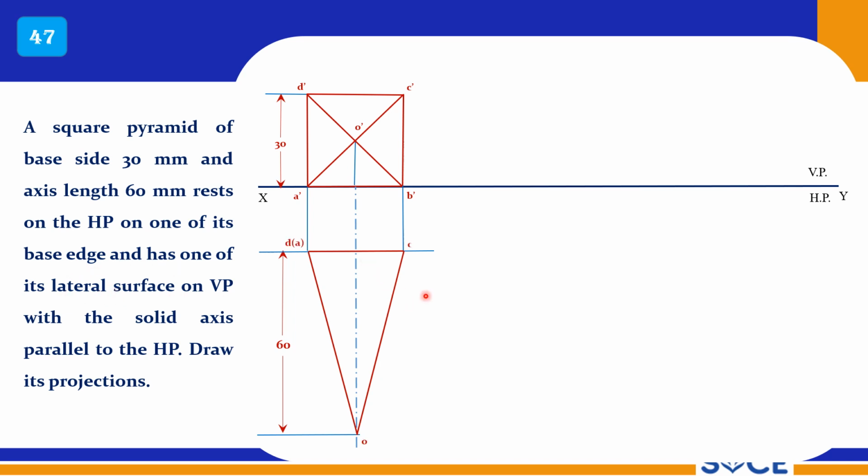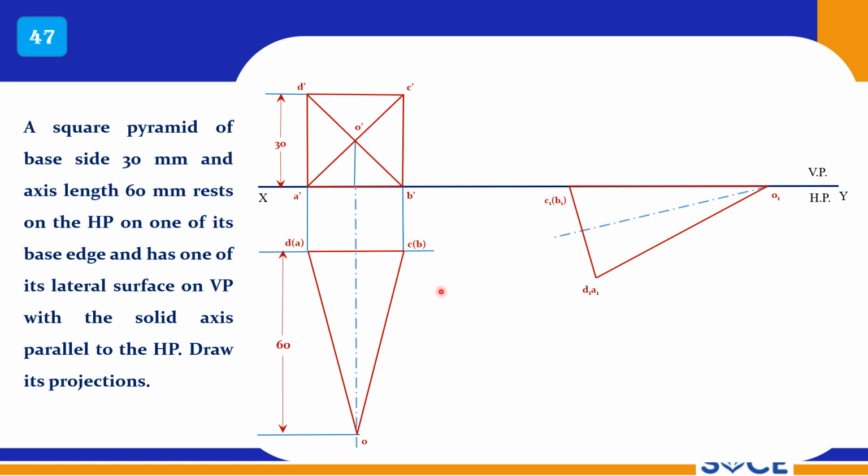So this is the lateral surface, the lateral surface CBO. This is the slant surface or lateral surface, lying on VP. So now you draw the CBO line on the XY reference line and reproduce this view here. So this is the small exercise you have to do.